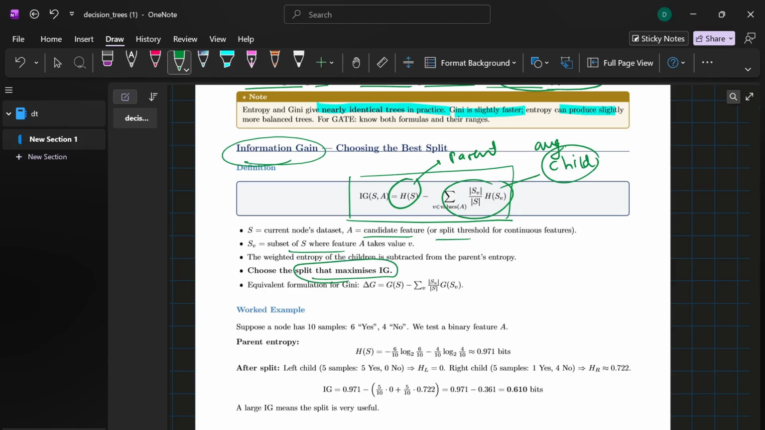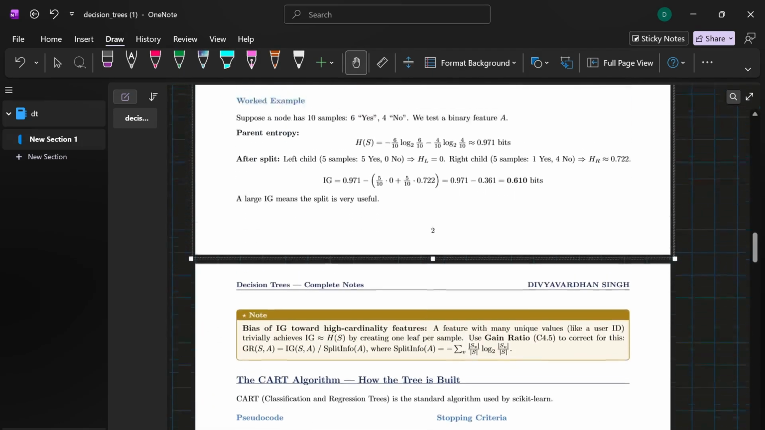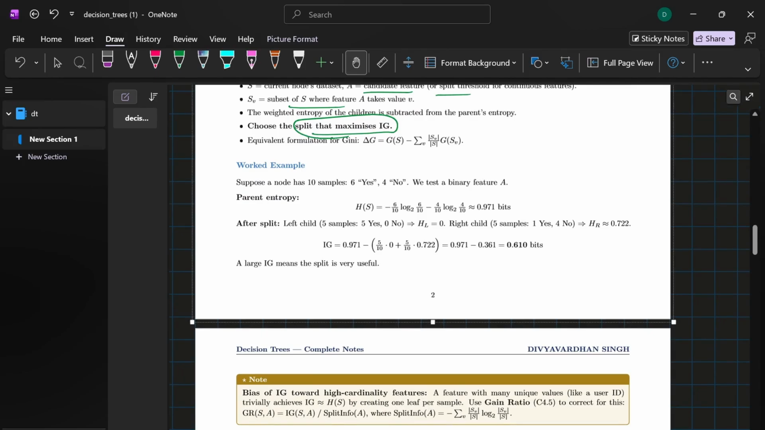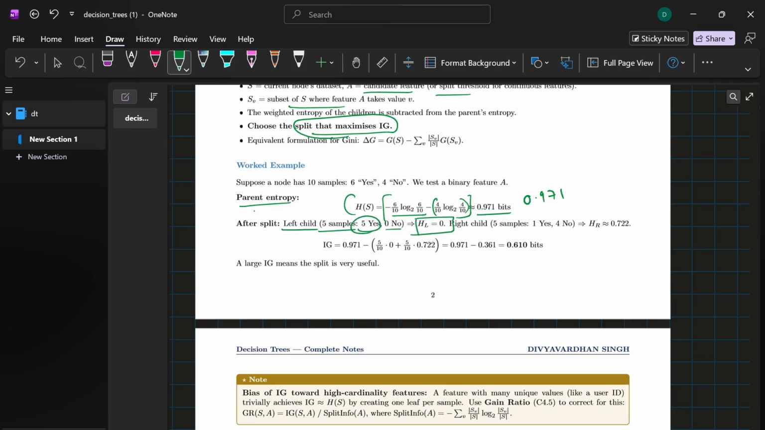Okay, so let me walk through a quick example. For example, we have 10 samples, 6 yes, 4 no's. We test a binary feature A. Parent entropy H(S) equals minus 6 by 10 into log 2 of 6 by 10, minus 4 by 10 into log 2 of 4 by 10, and it comes out to be 0.971. Now after the split, the left child has 5 samples, all yes, so entropy equals 0. The right child has 5 samples, 1 yes, 4 no's. On calculating the entropy, we get 0.722.